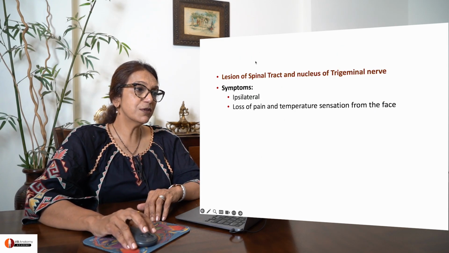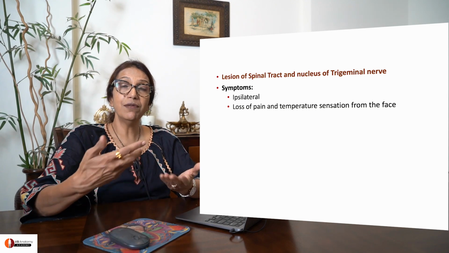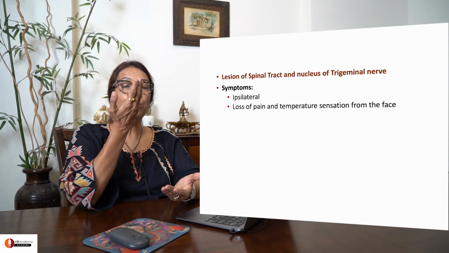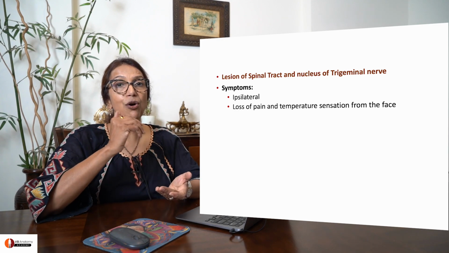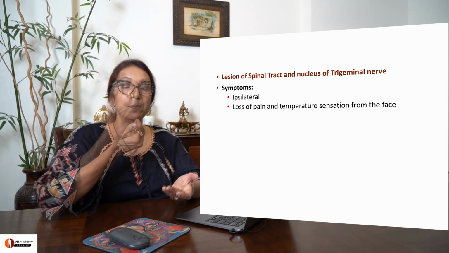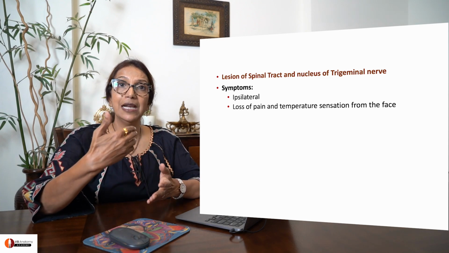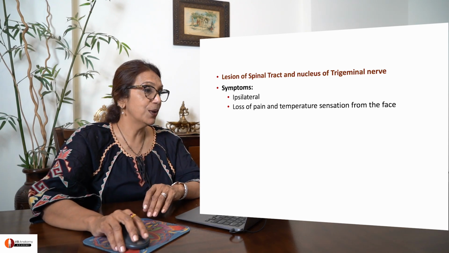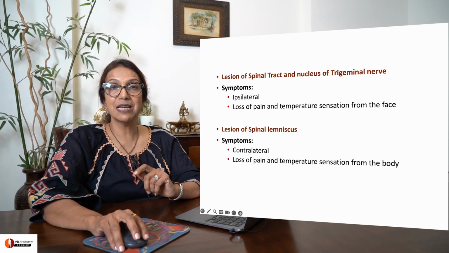What about lesion of spinal tract and nucleus? Which side will you see the lesion? What will happen? The patient will lose sensation of pain and temperature on the same side of the lesion. Loss of pain and temperature sensation on the same side of the lesion, on the face. Okay, so loss of pain and temperature sensation from the face on the same side.